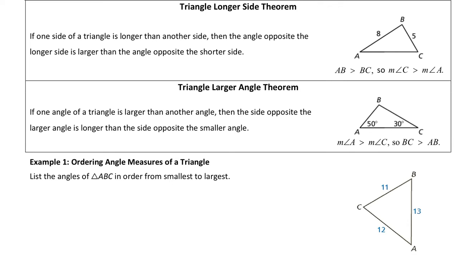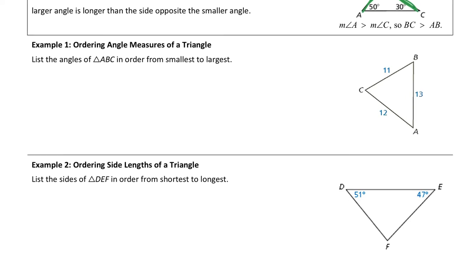So if you look at AB, we can tell that AB is longer than BC, which means that angle C is bigger or larger than angle A, because angle C is across from a longer side. Okay? On the flip side, if one angle of a triangle is larger than another angle, the side opposite the larger angle is longer than the side opposite the smaller angle. So since angle A is greater than angle C, that means that BC is longer than AB. So that term opposite, you have to know what I mean when I say the term opposite. We're going to get more examples of that.